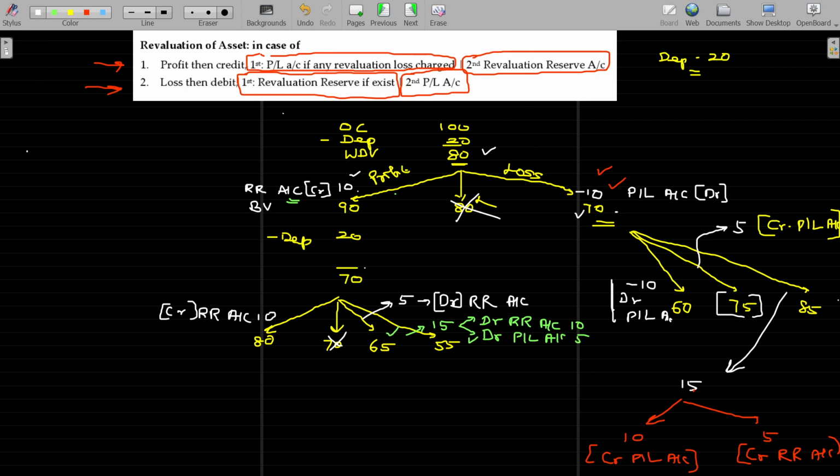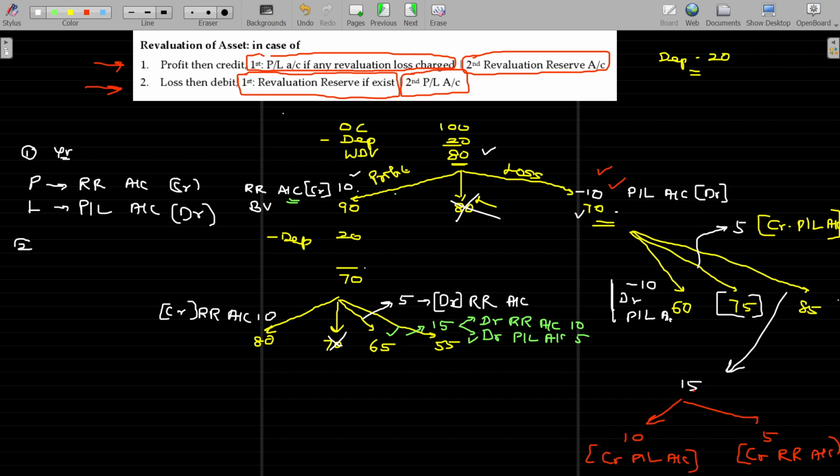So how do I understand the first year? The first year is very simple. Profit should always go to the revaluation reserve account, credit side. And first year loss should always be debited to the P&L account. There is no confusion in the very first year. Loss, debit to the P&L account; gain, credit to the revaluation reserve.